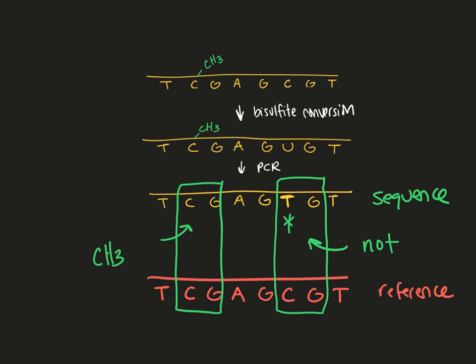In class, we're going to go over some real examples of how researchers use these technologies to figure out ways that DNA and chromatin have been modified.